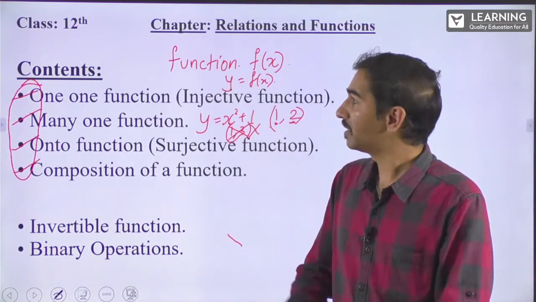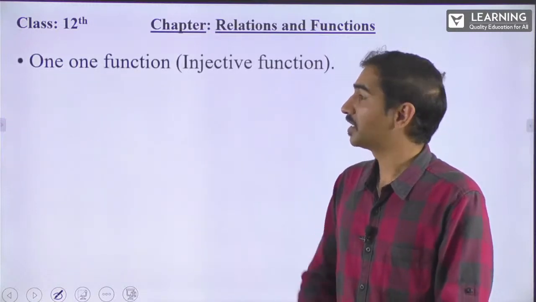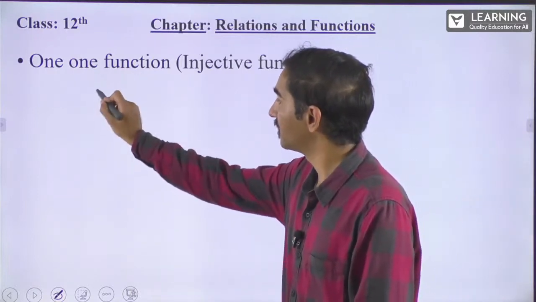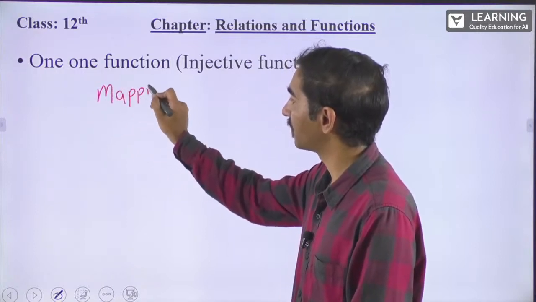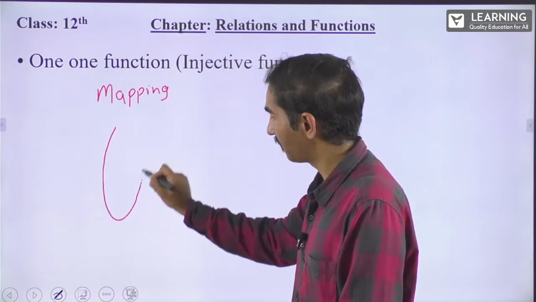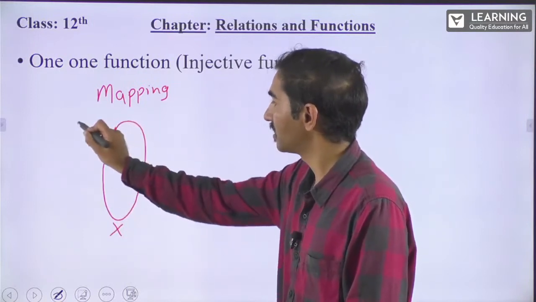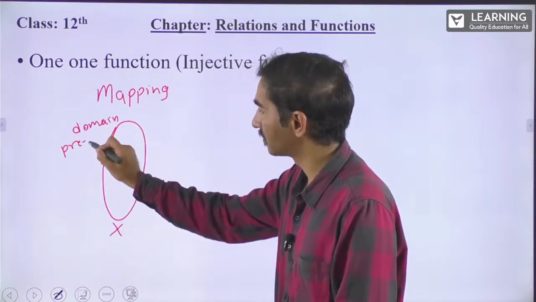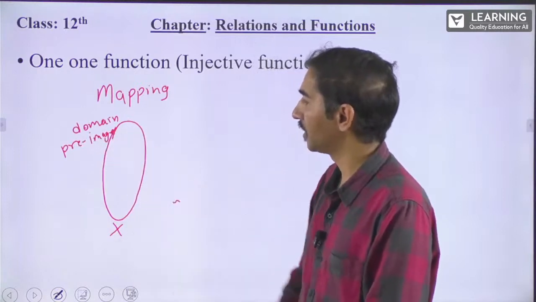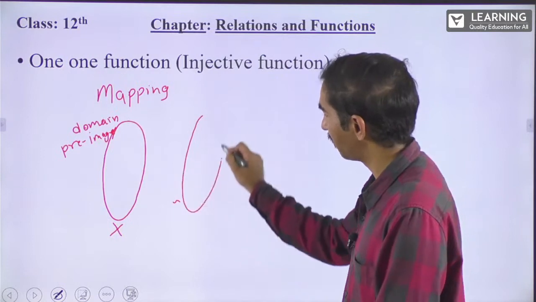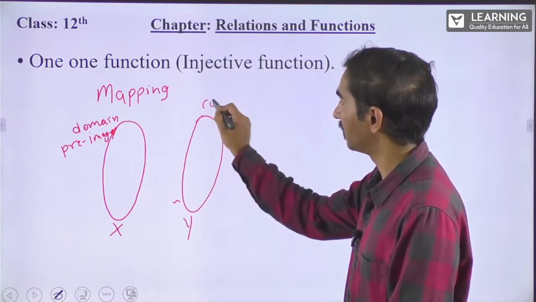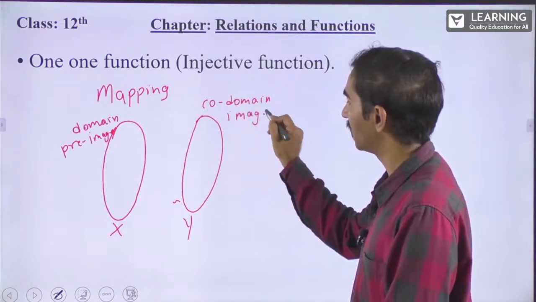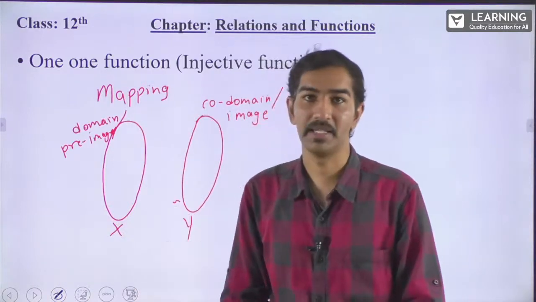Alright, so we'll start with the types of functions now. The very first one: one function. This is also called an injective function. Very simple, students. In a function we'll take the mapping here, the mapping of the function. Here we'll be having the set of x values, which is called the domain, which is also called pre-image. On this side we'll be having a set of y values, which is called the codomain. It's also called image. Codomain or image, domain or pre-image.